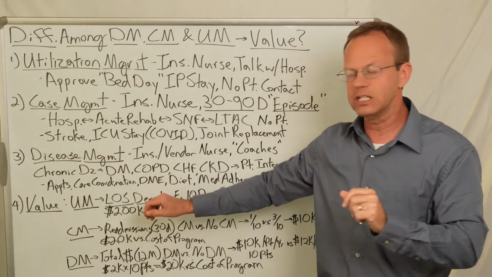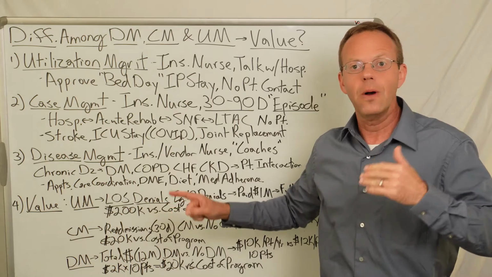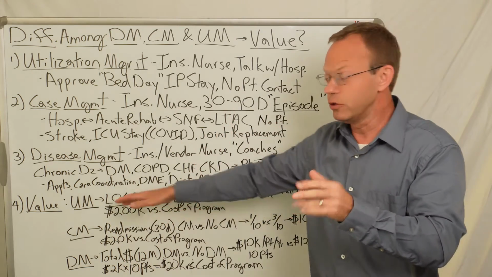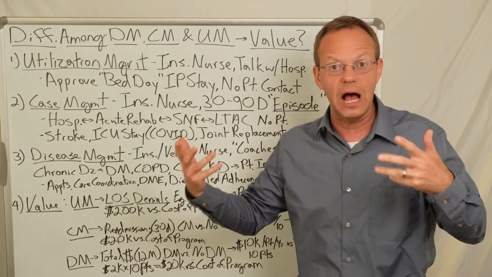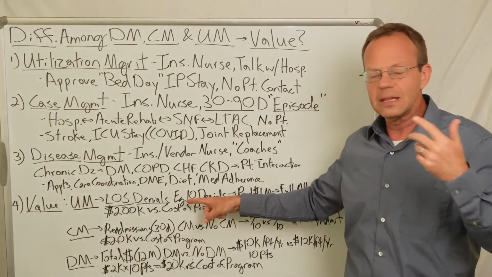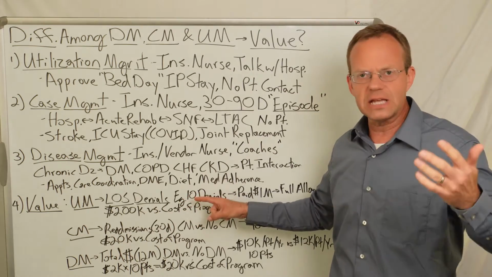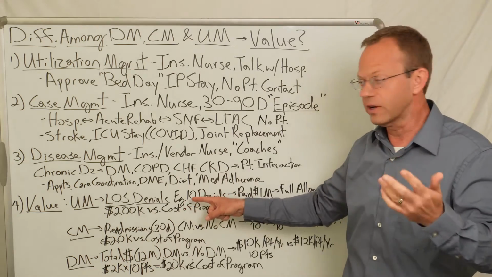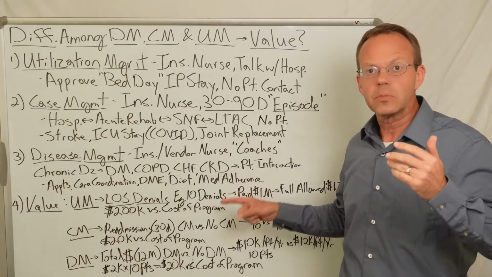So for utilization management, value is really measured in length of stay denials. So how many denials were done by the utilization management nurse in an effort to save money for quote unquote inappropriate hospitalization, right? Let's say the way that you would actually measure it is you would look at a time period, let's just say it's a month, and see how many denials were in that month. For example, let's say there were 10 denials in that month.